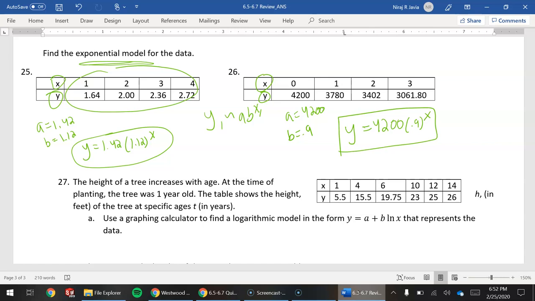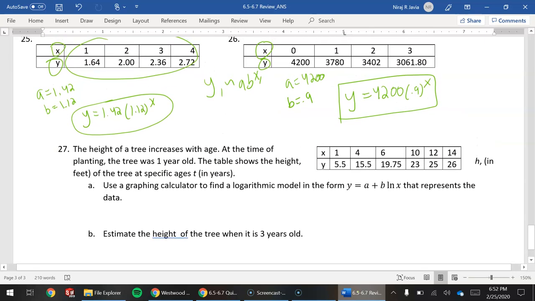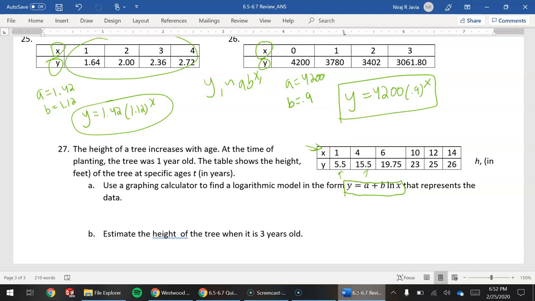Last but not least, oh boy, 27. It tells you the height of a tree increases with age. At the time of planting, the tree is 1 year old, so you can tell this right here is the year, so 1, 4, 6, 10, 12, 14. H is actually your height, so these are the heights of the trees. So you can see the tree gets bigger and bigger as the years go by. So use a graphing calculator, and you're going to use this format. Okay, this format is a natural log function. So it's going to be y1 squiggly a plus b natural log x1. Same thing, plug in the values, and you're going to get an a and a b.